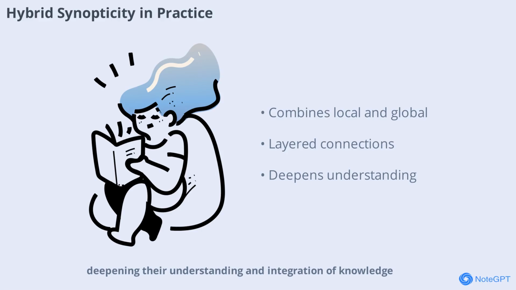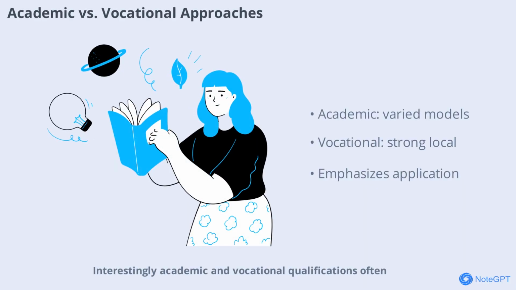Interestingly, academic and vocational qualifications often use different models of synoptic assessment. Academic courses may use global, local, or hybrid models, while vocational courses tend to favor the strong form of local synopticity. This is because vocational education emphasizes the application of knowledge and skills, requiring students to integrate and apply what they've learned in practical, real-world contexts. The structure of synoptic assessment is thus tailored to the goals of each type of qualification.